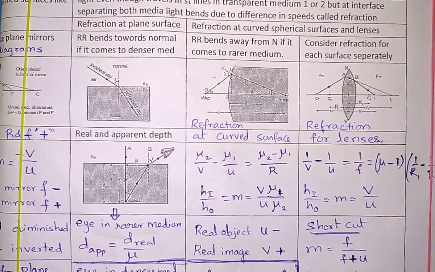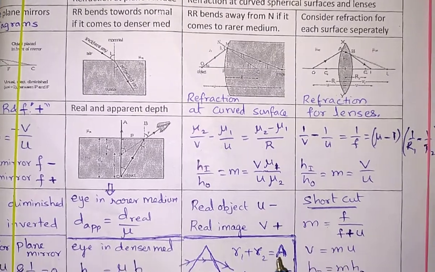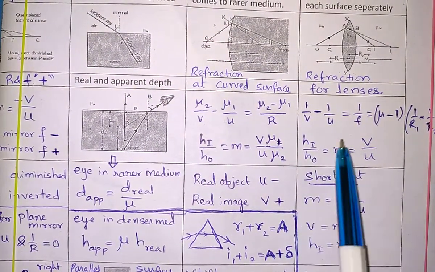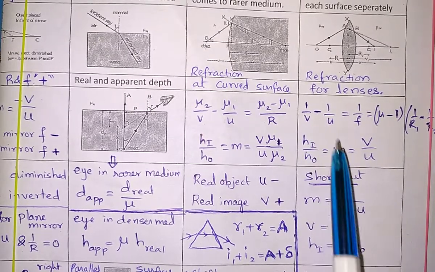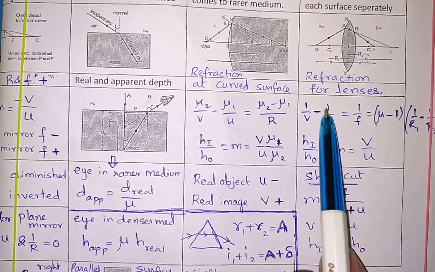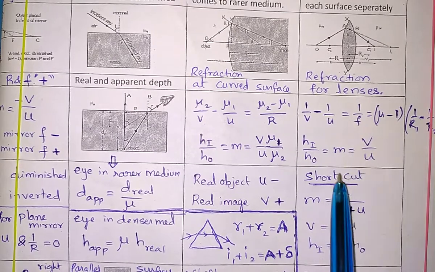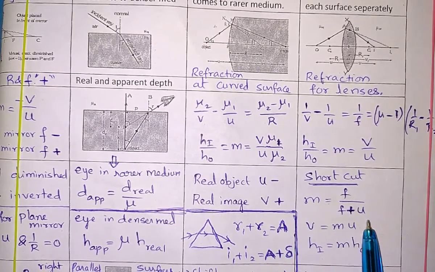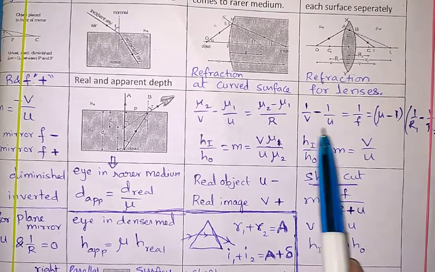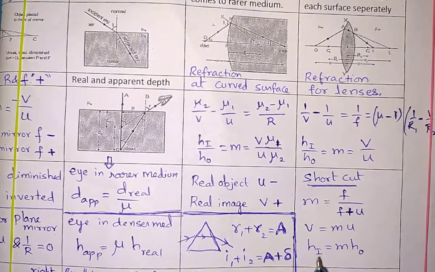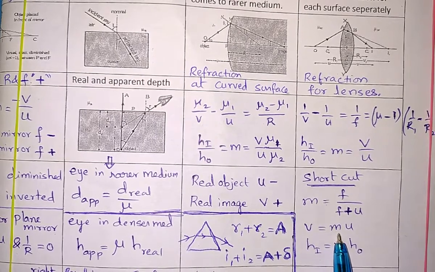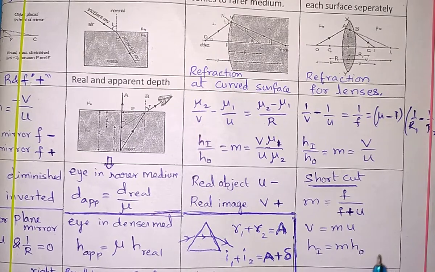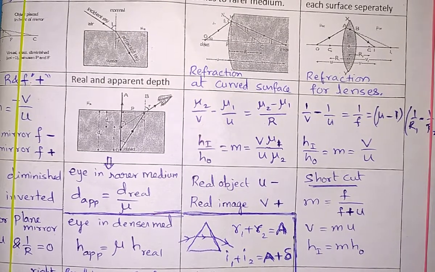And as previously we did a shortcut for mirrors, we can also do a shortcut for lenses. In that case, the combination 1 by v minus 1 by u equals 1 by f can be combined with m equal to v by u. You will get magnification to be f by (f plus u). We can reduce calculation related to LCM, reciprocation and all. Image distance is equal to magnification times object distance. Image height is equal to magnification times object height. So this is the crisp synopsis.